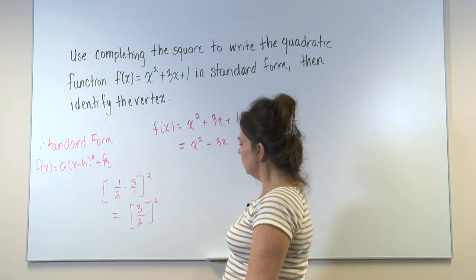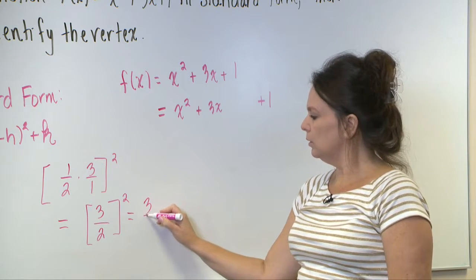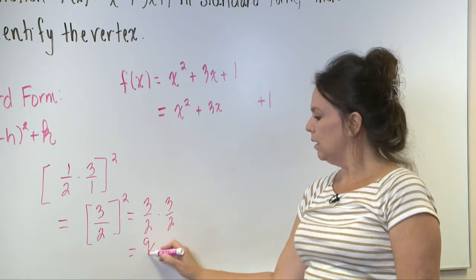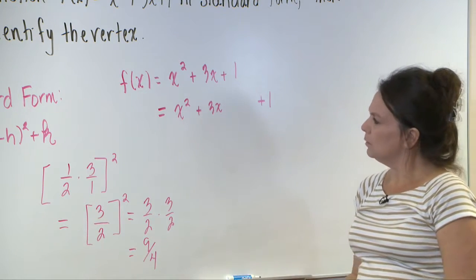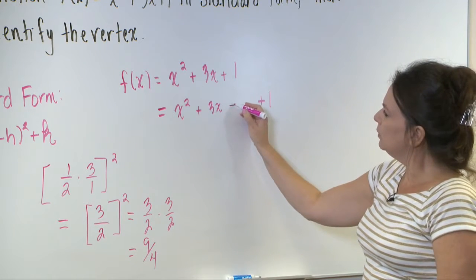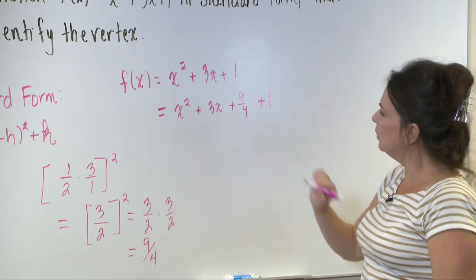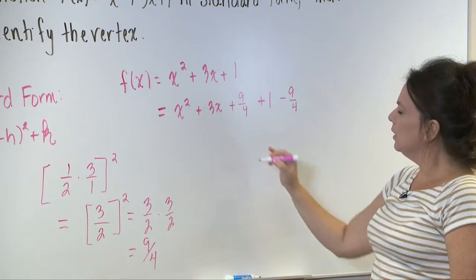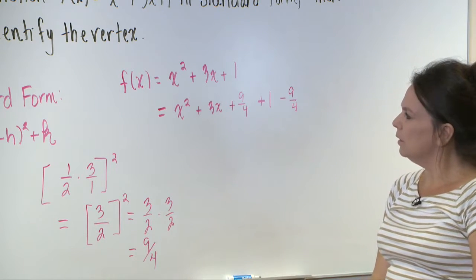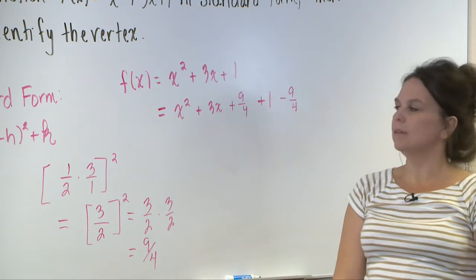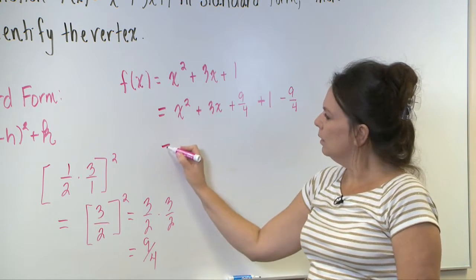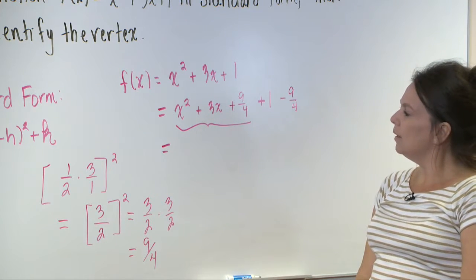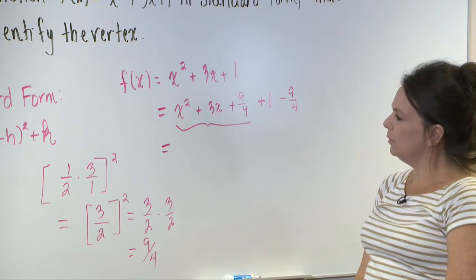If I square 3 halves, this is equivalent to 3 halves times 3 halves, or 9/4. So to complete the square here, I'm going to add 9/4 as well as subtract 9/4. If I add and subtract 9/4, then the change is 0. So these three terms here are the perfect square trinomial, and I want to write that in factored form.